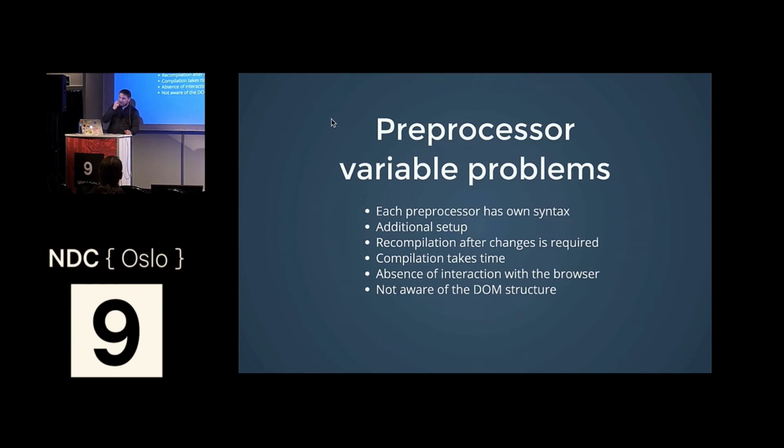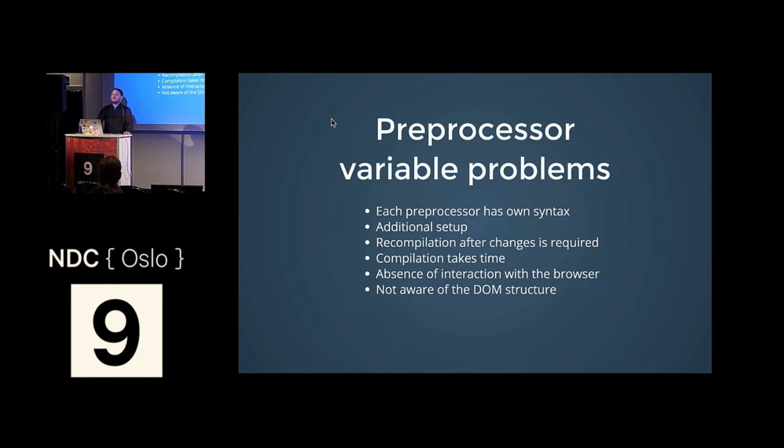But preprocessor variables have their own problems. Each preprocessor provides new syntax. You know, in Sass it's a dollar variable. In Less it's something else, like a dot. You always spend time learning a new language, new syntax. You always spend time doing some additional setup. So even if a config is kind of easy, good luck. If you did a couple of webpack configs, you know what I'm saying. It always takes time.